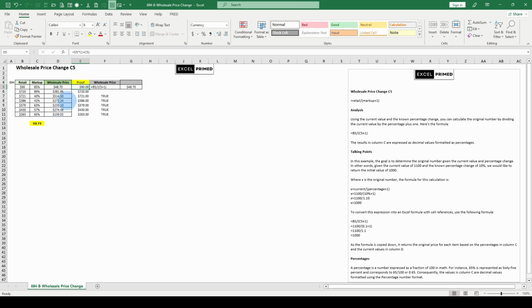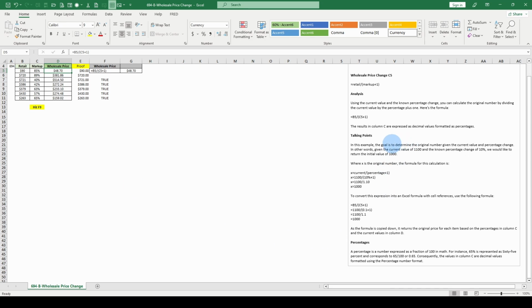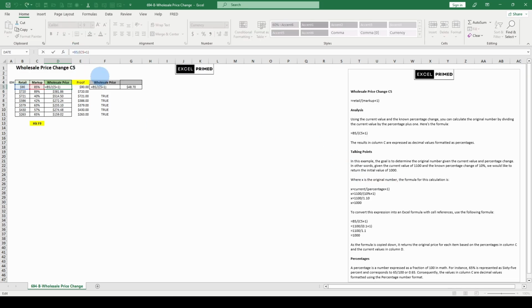In order to do that, we've done this a number of times, you have to divide in order to get your original price. If you read this over here, in this example, the goal is to determine the original number given the current value and percentage change. In other words, given the current value of this number, because this is random, I'm using 1100, and the known percentage change of 10%, we would like to return the initial value of 1,000. 1100 divided by 10% plus 1. Well, what's 10% plus 1? 110, right? B5 equals 179%.